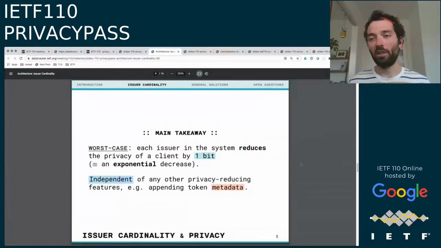What's crucial to remember is that this number of issuers and this privacy decrease is completely independent of any other privacy reducing features. That can include token metadata, and also how key rotations build in. So all these impacts are cumulative in the privacy loss of the client, which can reduce client privacy quite massively, which is something that we're going to talk about on the next slide.